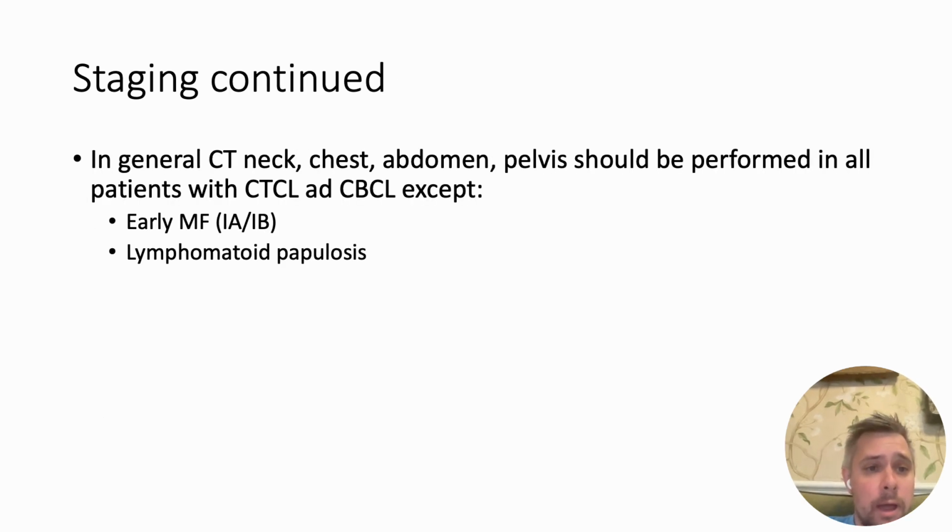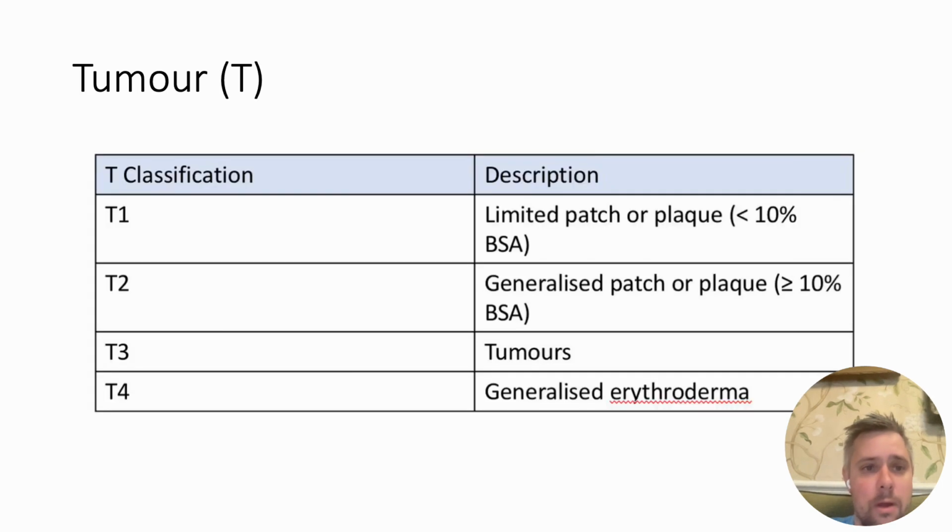So in general, you might want to do a CT neck, chest, abdomen, and pelvis in all patients with CTCL and cutaneous B-cell lymphoma, except in certain cases. So you do not do it in early mycosis fungoides, which is stage 1A, 1B, which I'll mention in a few minutes, or another type of indolent T-cell lymphoma called lymphomatoid papulosis. So this is just a staging for mycosis fungoides and Sézary syndrome.